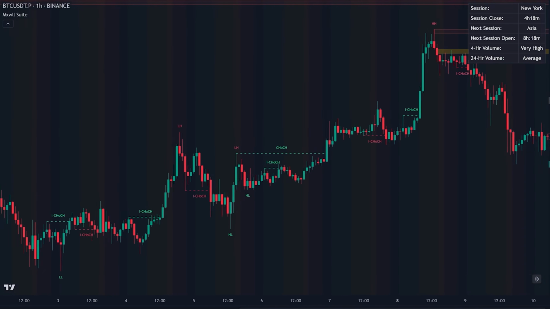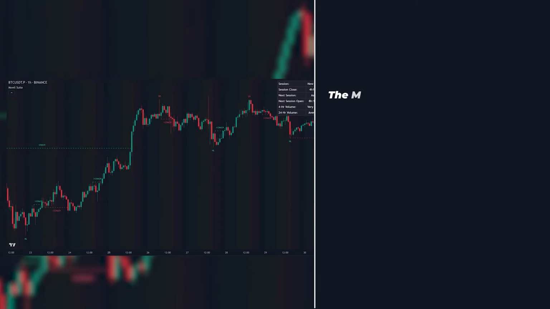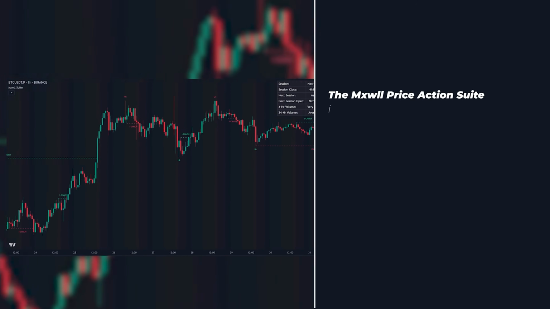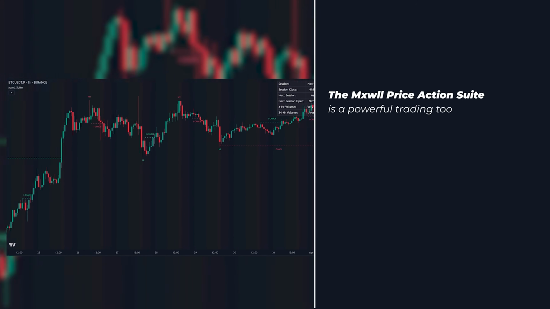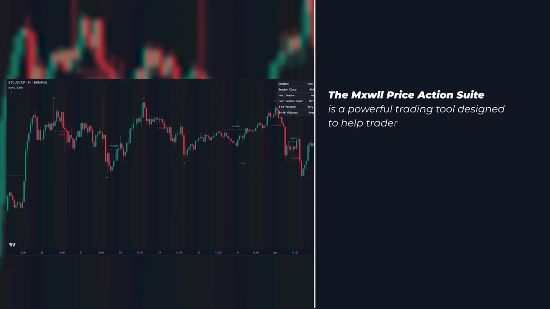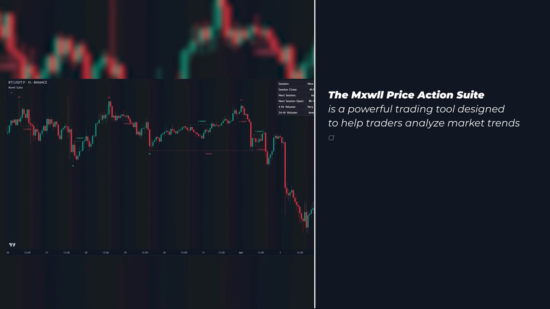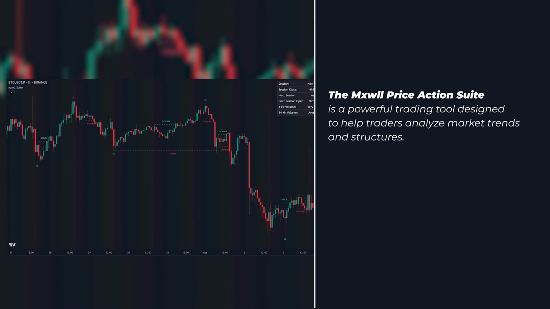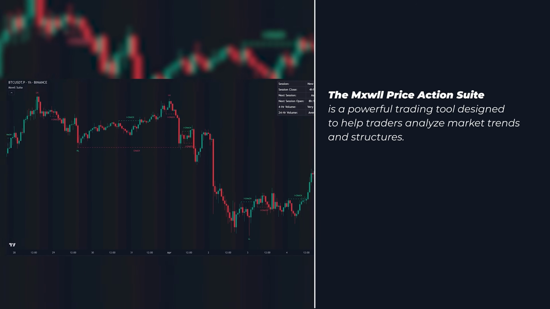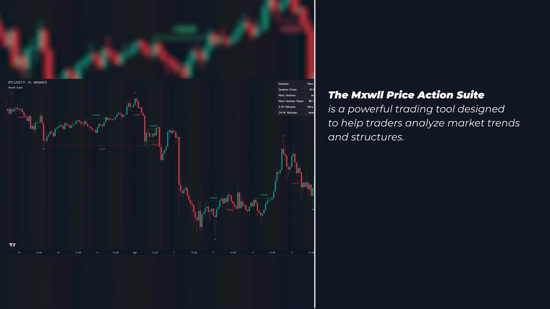What is the Mxwl Price Action Suite? The Mxwl Price Action Suite is a powerful trading tool designed to help traders analyze market trends and structures. It uses smart money concepts, SMC, to give insights into support and resistance levels, trend directions, and volume changes.